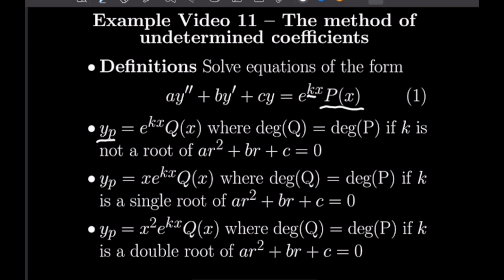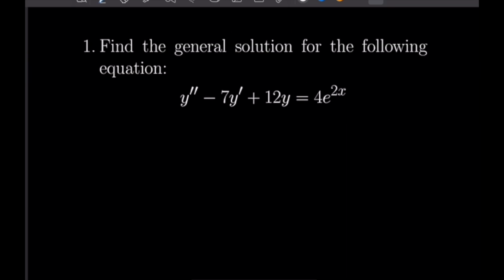So let's get into a few examples so we can demonstrate how we're going to go about doing these substitutions. Number one says, find the general solution for the following equation: y'' − 7y' + 12y = 4e^(2x). It's worth noting that in this case our k is equal to 2, and the degree of our polynomial p(x) attached to that e^(2x) term is just 4, so it's a constant. So our degree is degree 0.